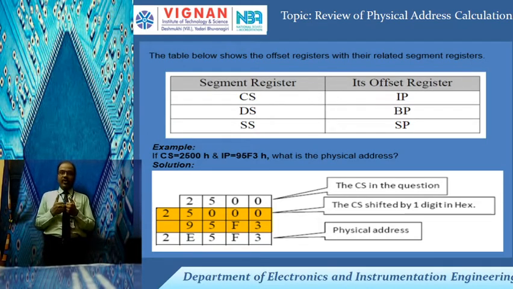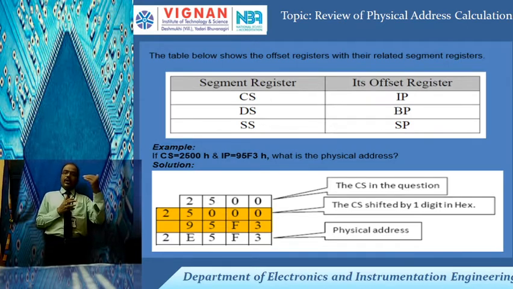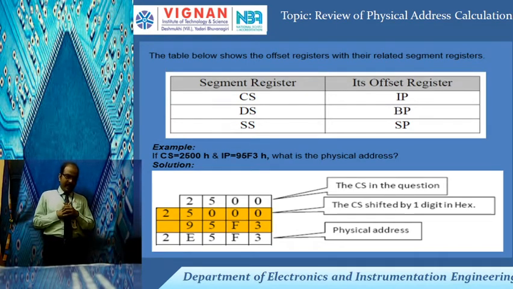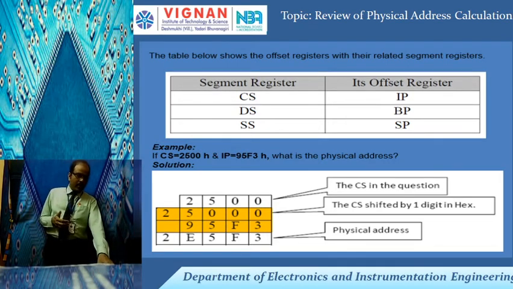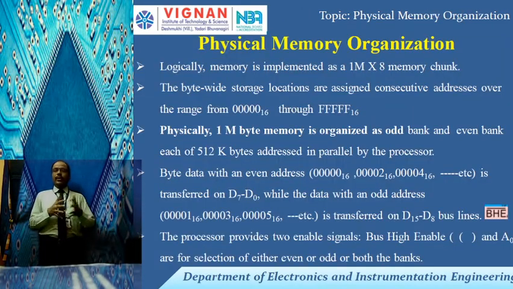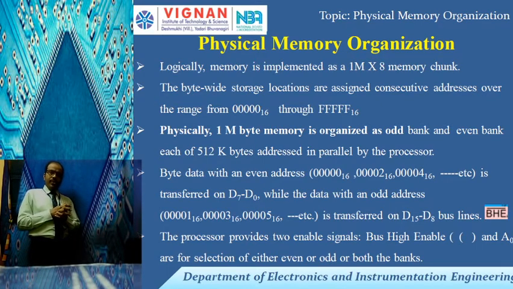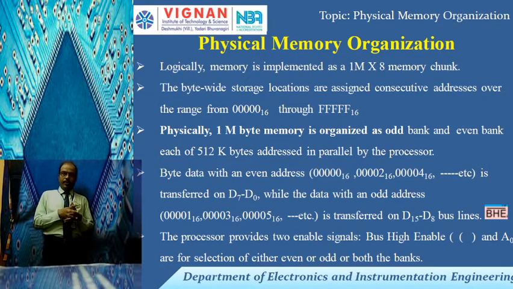In a similar way, for the data segment register, the base pointer register is associated, and for the stack segment, the stack pointer. So the code segment is associated with the instruction pointer, the data segment with the base pointer, and the stack segment with the stack pointer. We have already discussed all these topics in the previous classes. Now we will go for the physical memory organization. Whatever we have discussed up till now is logical only.